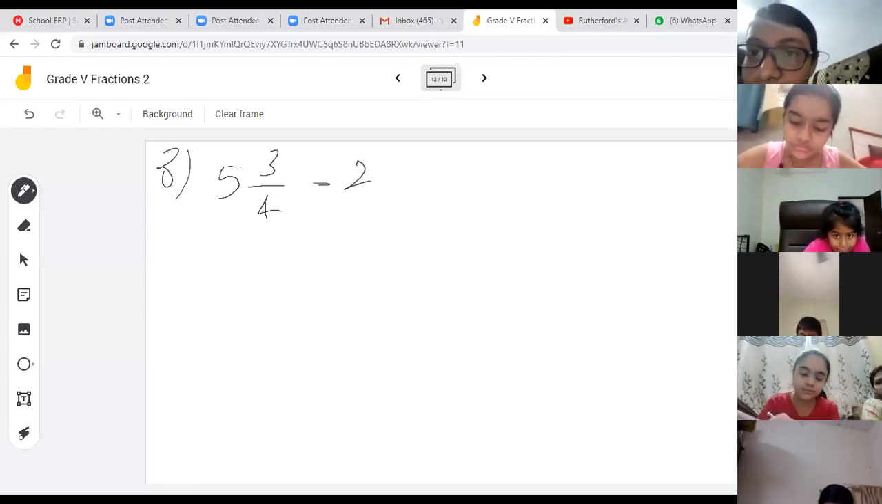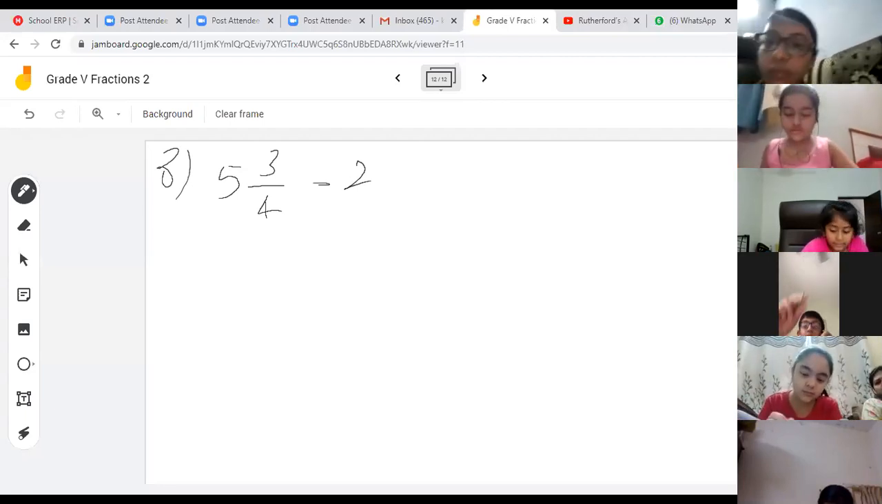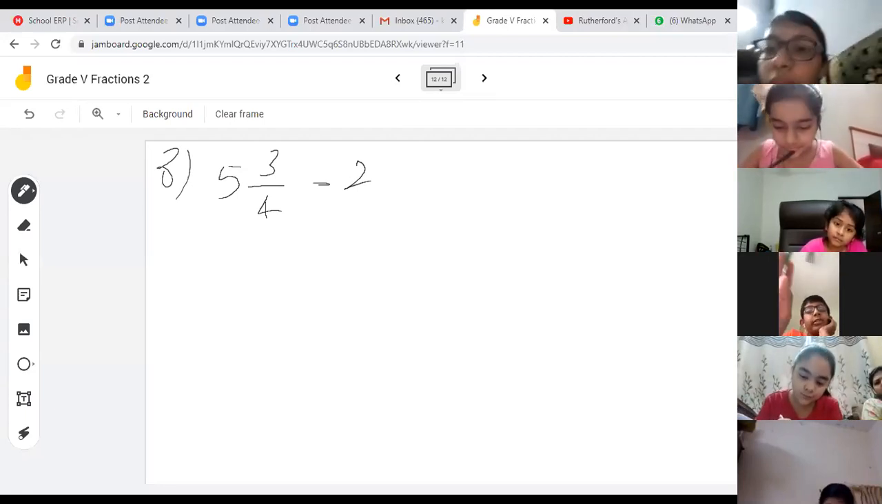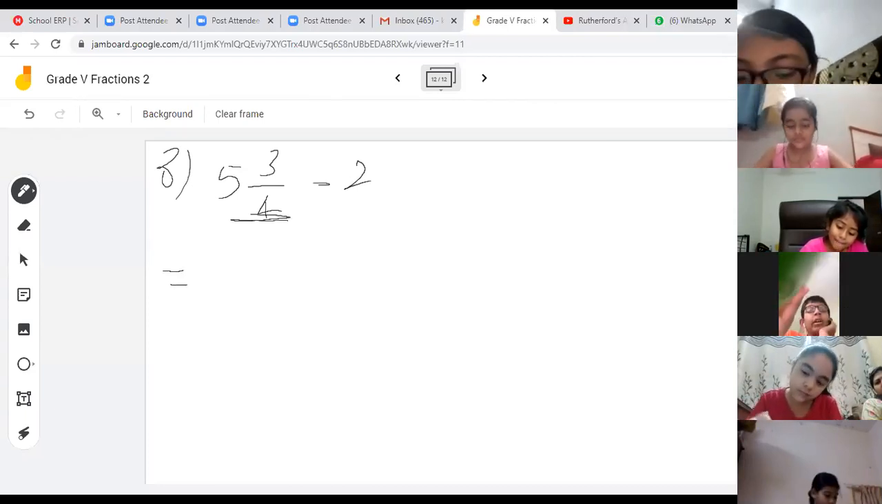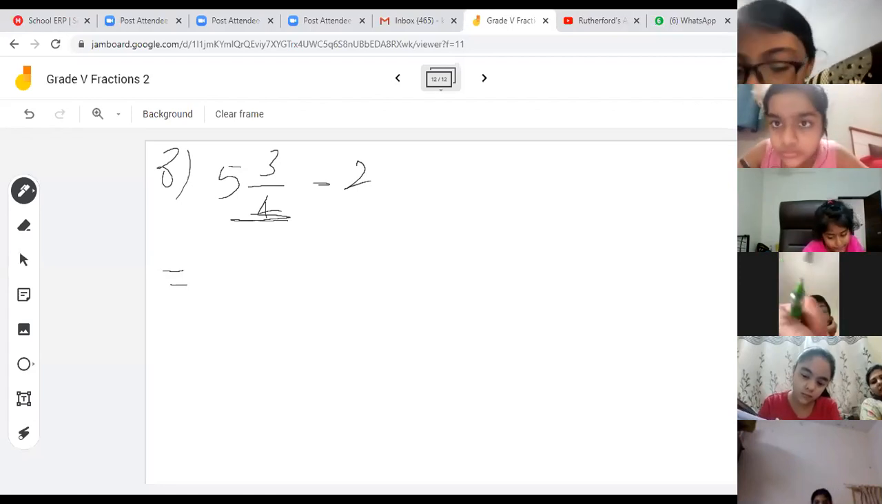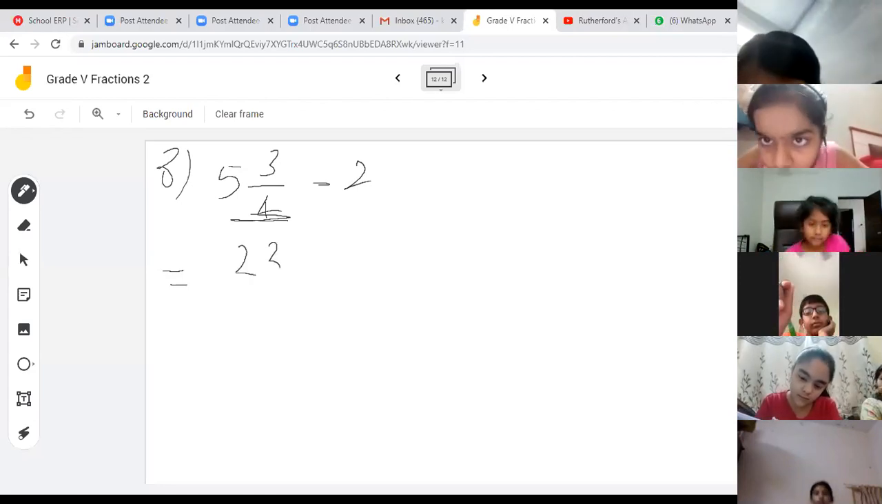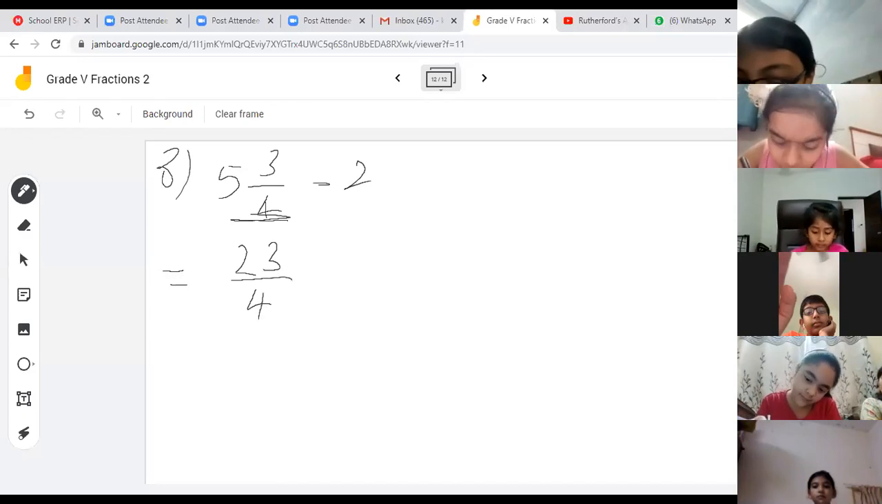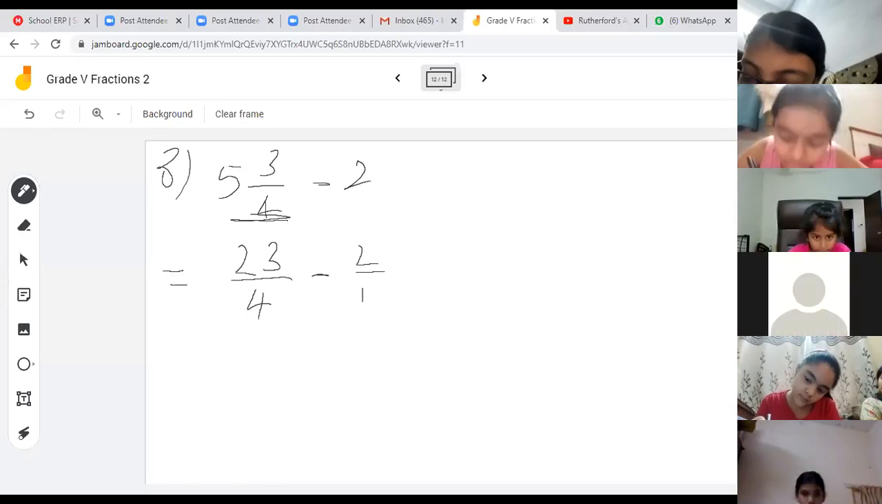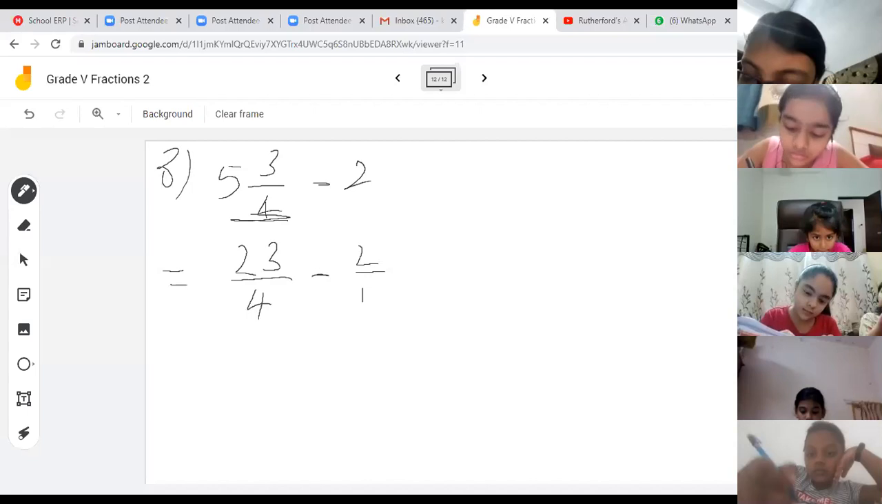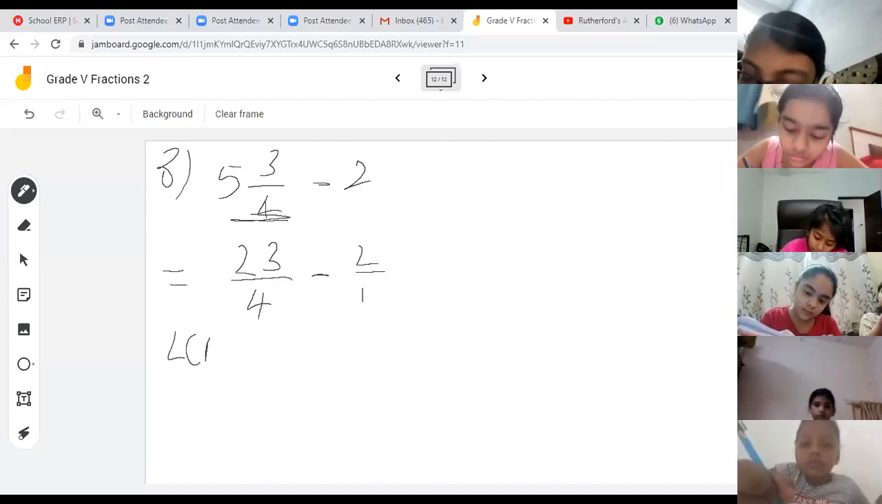Okay, now this is a subtraction example where there is a mixed fraction and a whole number. So first step, we convert the mixed fraction into an improper fraction. 5 fours are 20, 20 plus 3 is 23 upon 4 minus 2 upon 1. Yes, easy, right? Now we have to find the LCM.